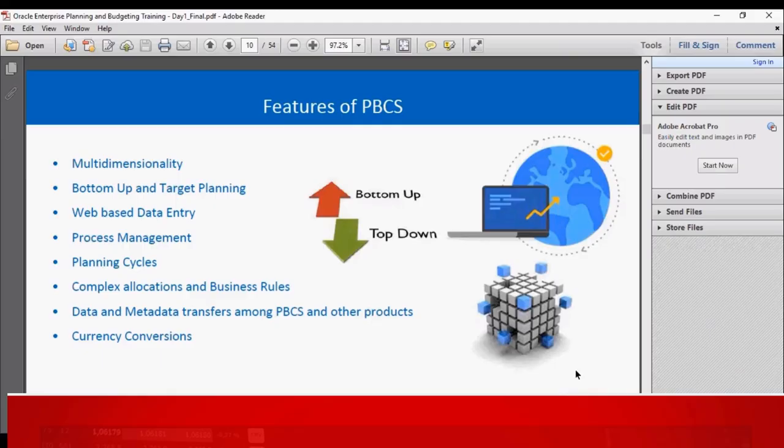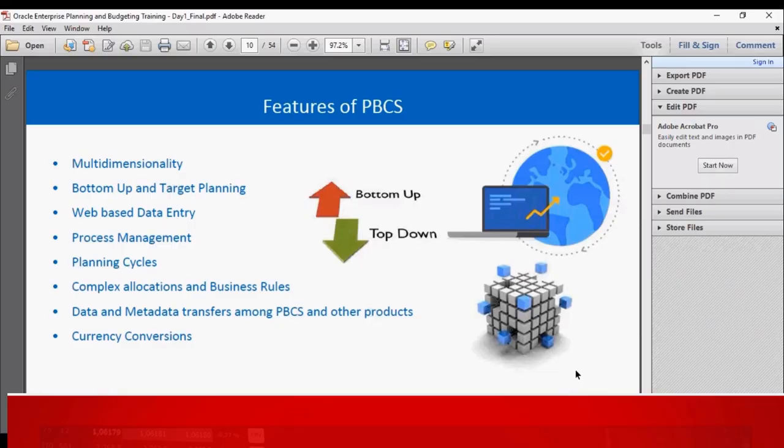The next one is web-based entry. In PBCS, we have artifacts like web forms where we can enter data from the web itself, and the data is stored in the PBCS Cloud. So this kind of web-based entry capability is possible through PBCS.